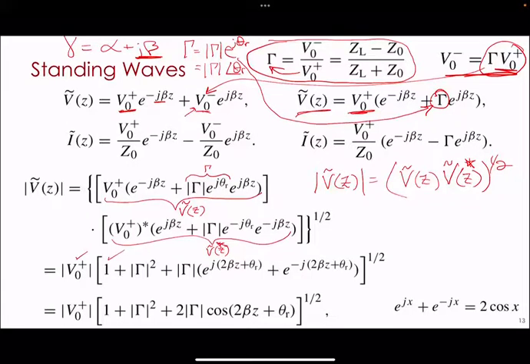E to the minus j beta z times e to the j beta z. We'll do them a bit out of order here. So what would that one be? The second and fourth: the magnitude gamma e to the j blah, blah, blah, and magnitude gamma e to the minus j blah, blah, blah.